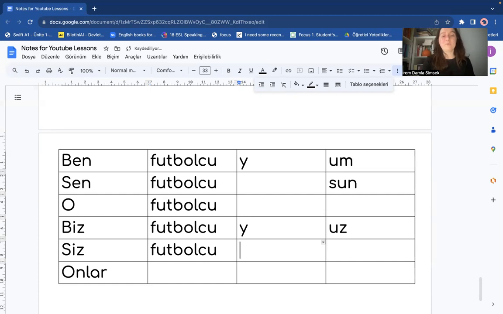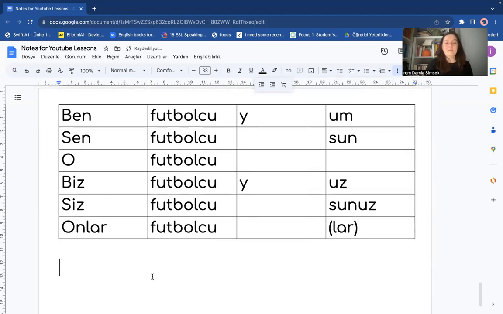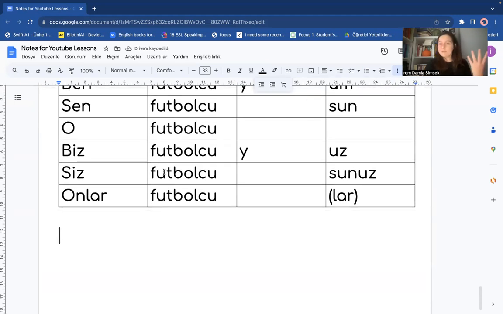Siz futbolcusunuz. Onlar futbolcular. Or just onlar futbolcu. We can say it like that. Let's put our parentheses like that. So let's talk about a U sound.